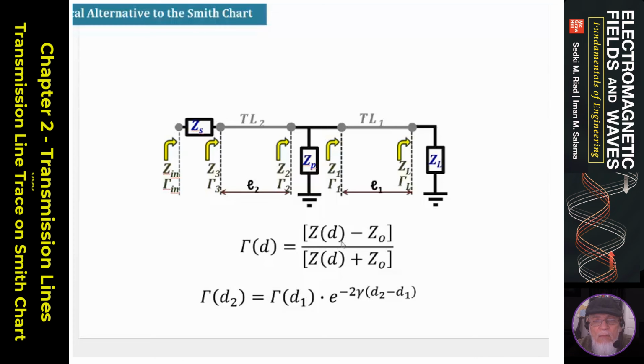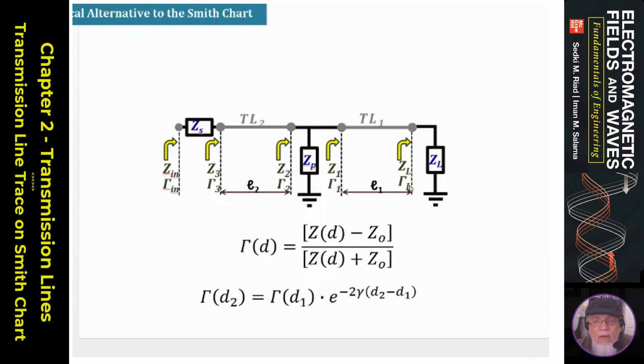Let's look at the first equation here. This one basically tells you gamma at any location, and we're using the coordinate D because we are moving from the load to the generator. So the coordinate D is most suitable here. Gamma of D is the ratio between Z of D minus Z naught divided by Z of D plus Z naught. So that's gamma at any location on the line.